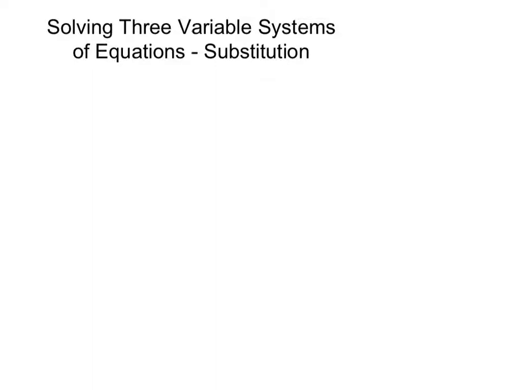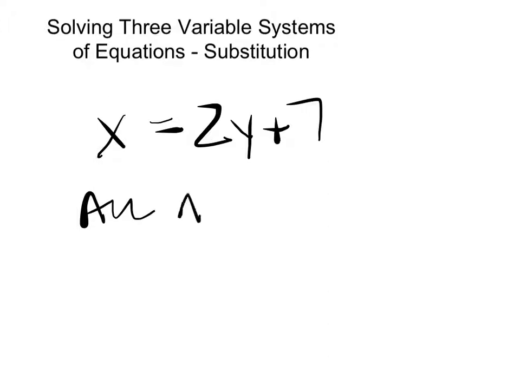When we looked at systems of two variables, we learned a few ways to solve them. One of those ways was substitution. When we used substitution, we looked for a variable that was all by itself. So for example, we would have x equals 2y plus 7. So we looked for the variable that's all alone.